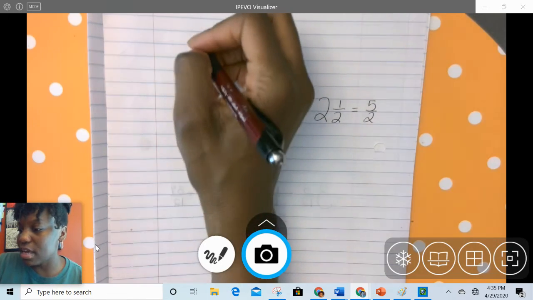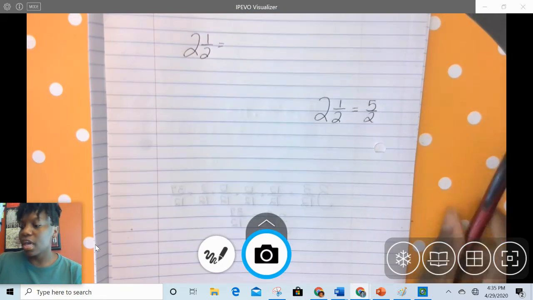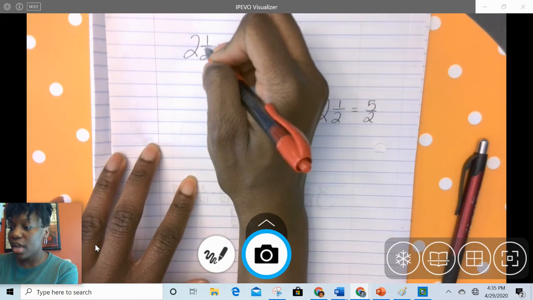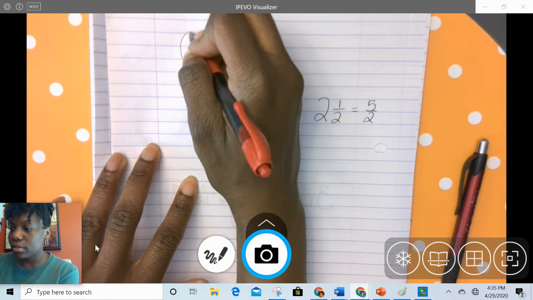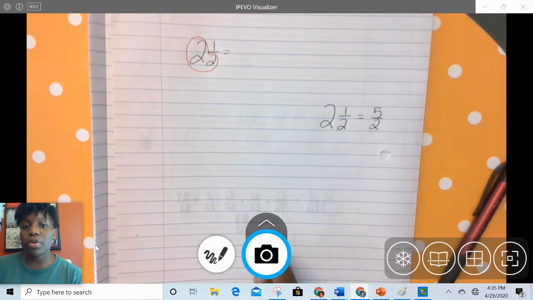So I'm going to take that same problem, 2 and 1/2. The very first thing I'm going to do is take the whole number and the denominator, and I'm going to draw a jelly bean around it. So you're going to take the whole number and the denominator, and draw a jelly bean around it. Okay? So this is what I'm going to do with these two.